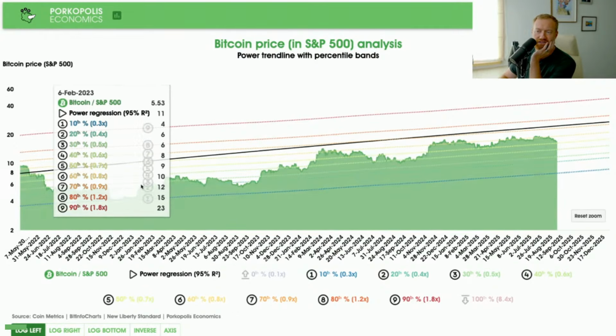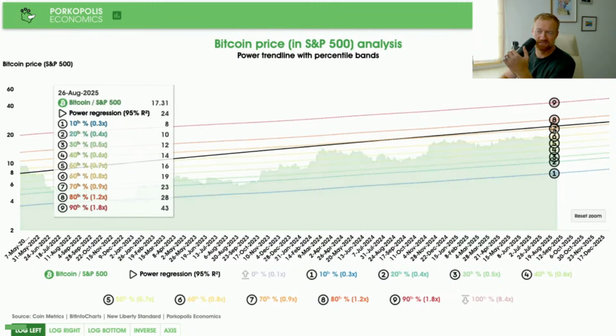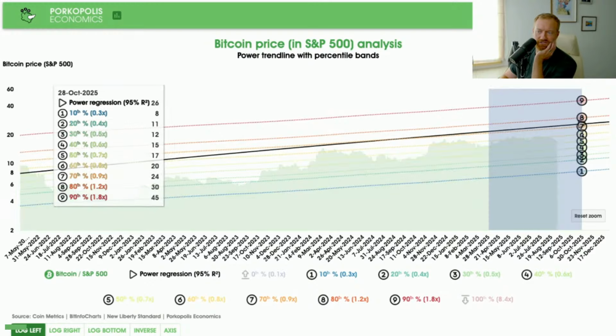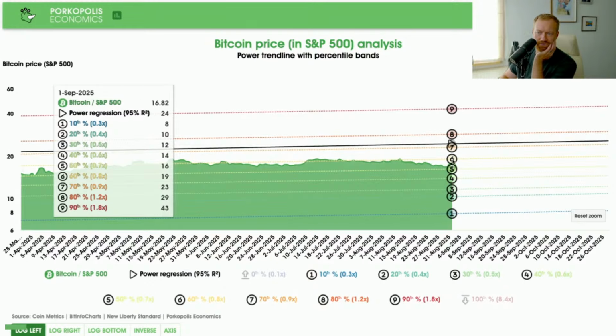Okay, so again, the lows back in 2022, you could buy the S&P 4 times. Basically now, you need 17 times the S&P 500 to buy one Bitcoin. Trend itself is 24. And this should be above the 50th percentile. No, it is above the 50th percentile, below the 60th. So it's very similar, actually, position to where gold is.